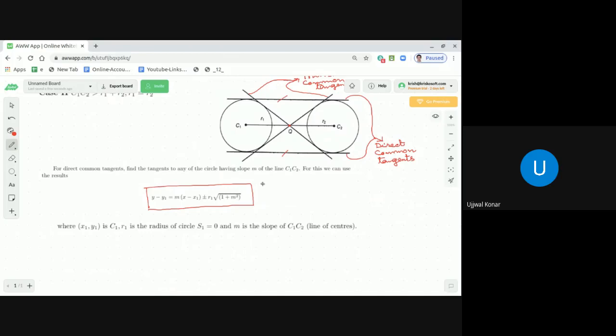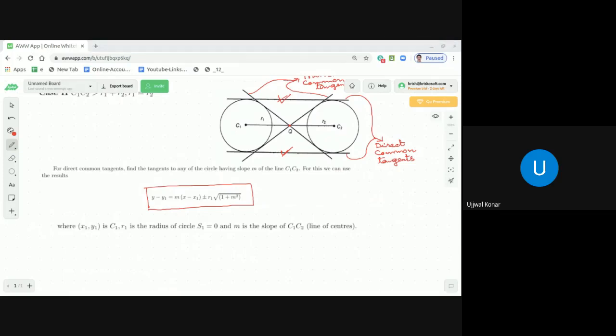And if you notice, dear students, there is a plus minus sign, which means there are two straight lines. One straight line represents the first direct common tangent, and the other represents the second common tangent. So if you take plus for this one, then minus would be for this one. I hope you got this point about the direct common tangent in this particular case.